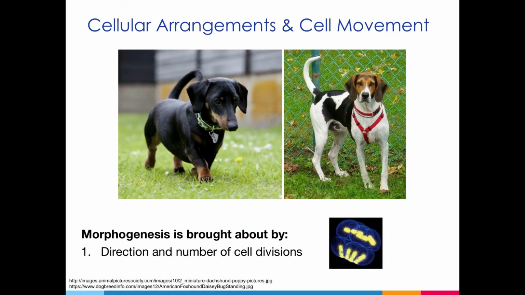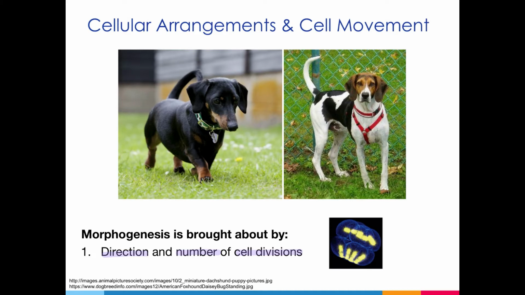Among the factors that guide the process of morphogenesis are the direction and the number of cell divisions. The diversity in the anatomical structures of organisms, even within the same species, is determined by the patterns of cell division. For example, different breeds of dogs have different faces. So even though their faces are made of the same cell types, the orientation of the cells and the number of cell divisions that the cells underwent is different and results in a slightly different pattern.